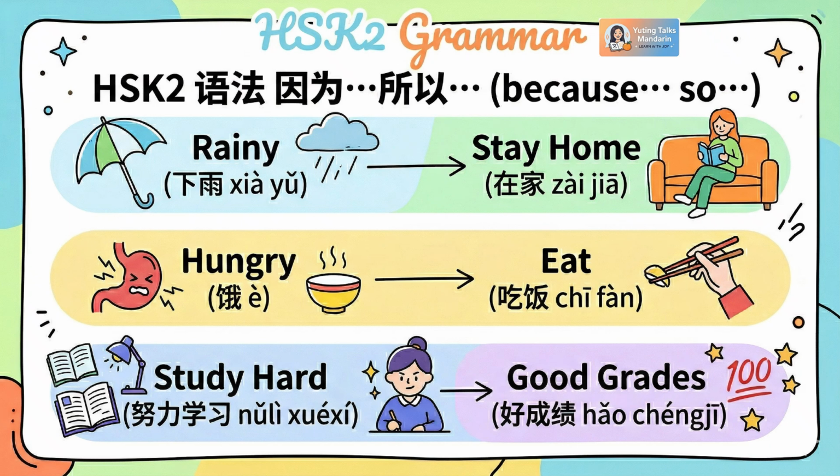In today's lesson, we're going to learn how to express cause and effect in Chinese using 因为,所以, because, so. This is one of the most important and useful structures in everyday Chinese. I'll explain it in English with simple Chinese examples, so it's easy to follow. You can also turn on subtitles and choose your preferred language if needed.